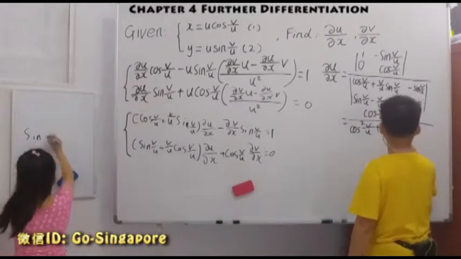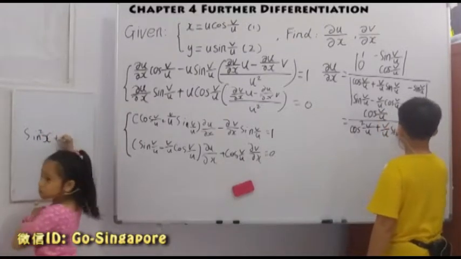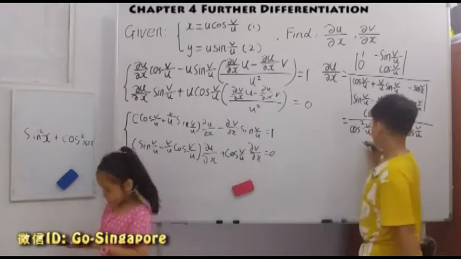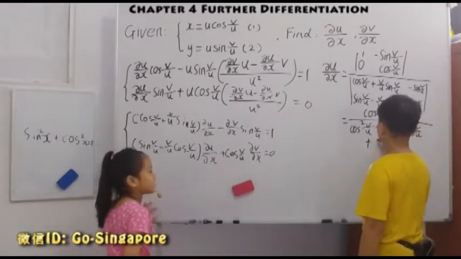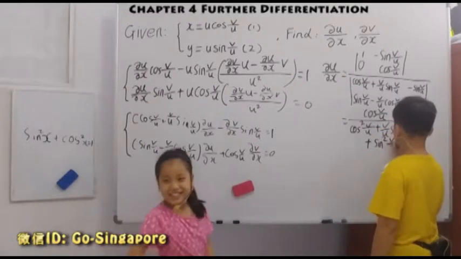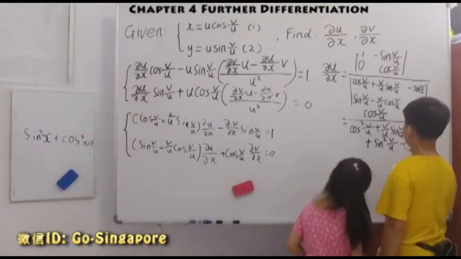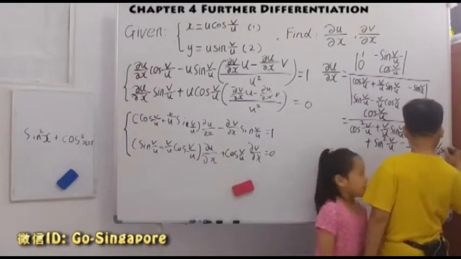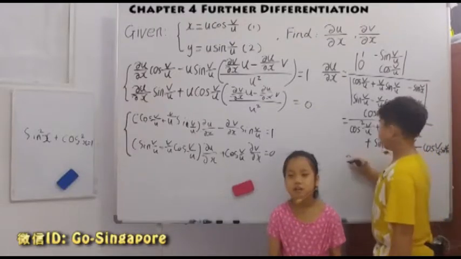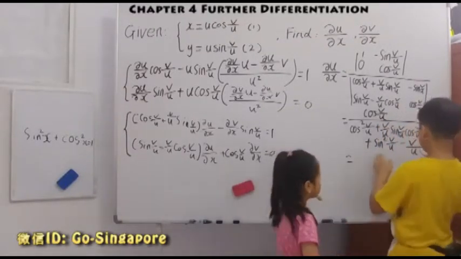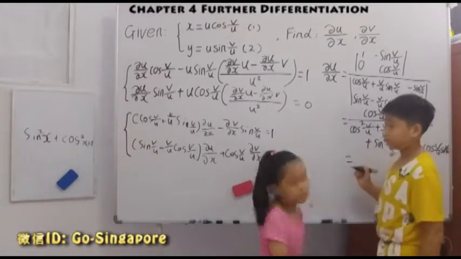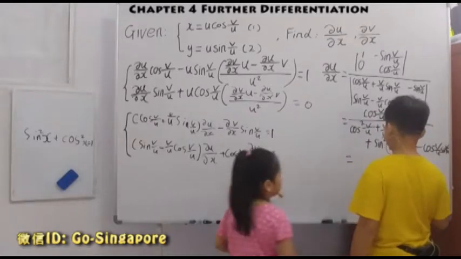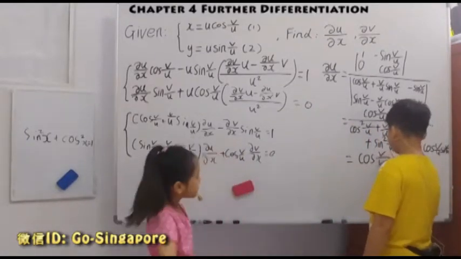Plus v over u sine v over u cosine v over u. Will that be minus? No, plus: negative and then a negative becomes a minus again. We can cancel things. These two cancel. What about these two? It's a 1. So 1 plus a 0 is still 1. So it's just cosine v over u.